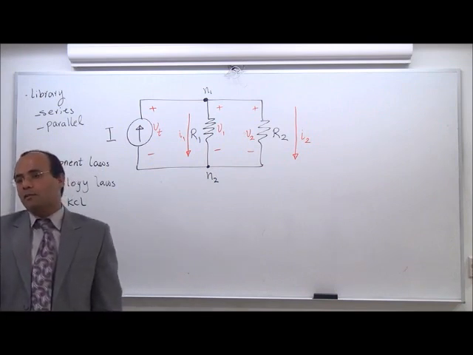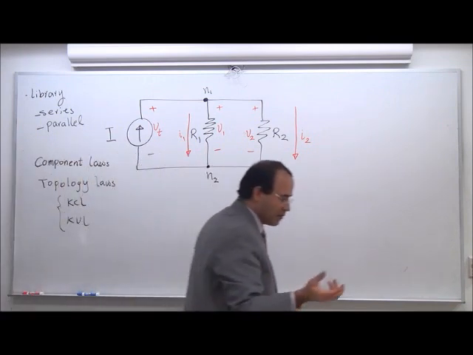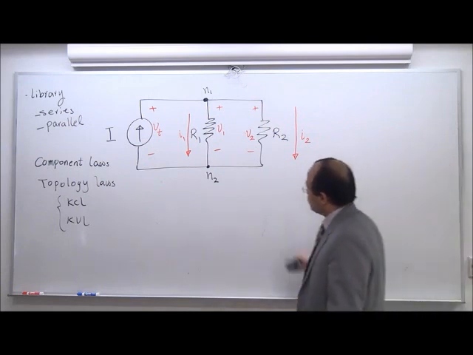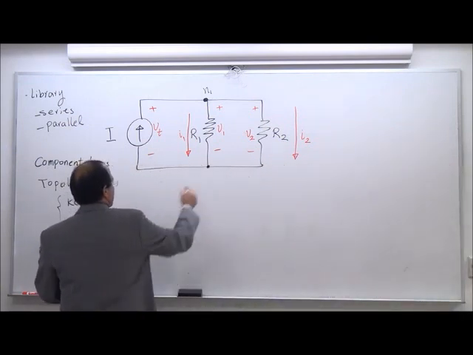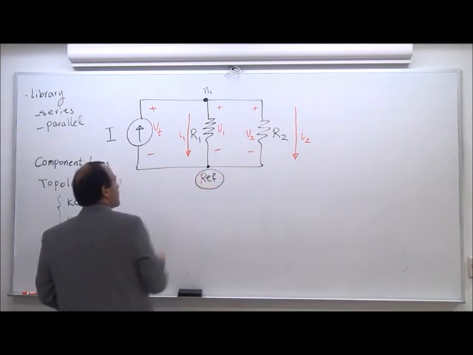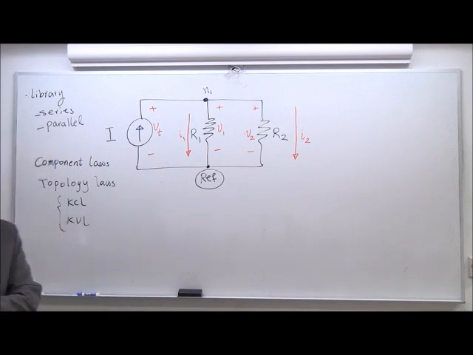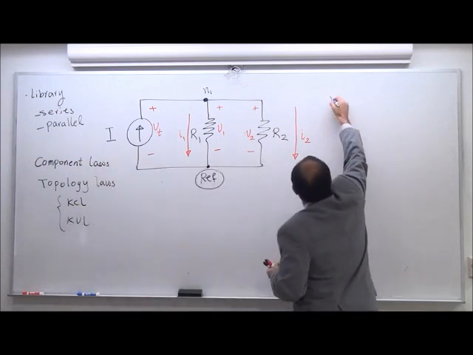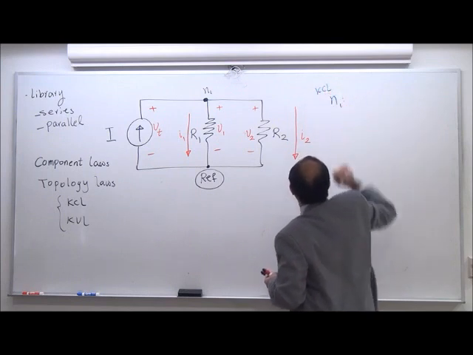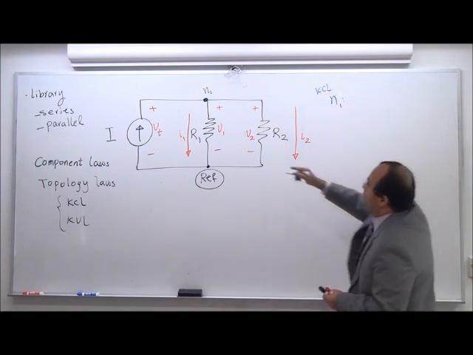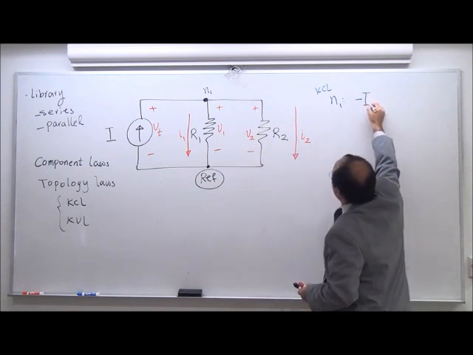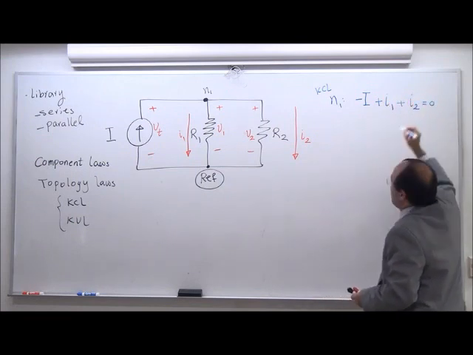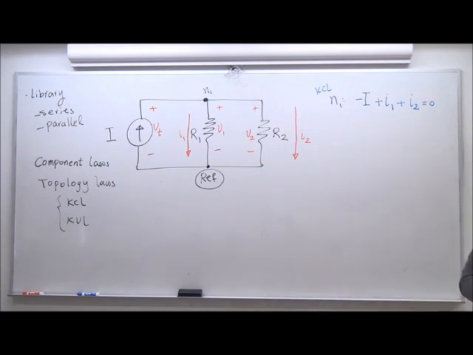You have to pick one of them as your reference node. In the absence of a voltage source, another rule of thumb, and that's just out of experience, is to pick the bottom line as your reference node. So I'm going to remove this, and I'm going to replace this with a reference node. As soon as I identify this as a reference node, I don't need to write the KCL law for the reference node. I'm going to write the KCL law for node 1. What do I have? Capital I is entering. A small I1 is leaving. A small I2 is leaving. That's my KCL law, and that's the only law and only node I have to write the equation for.